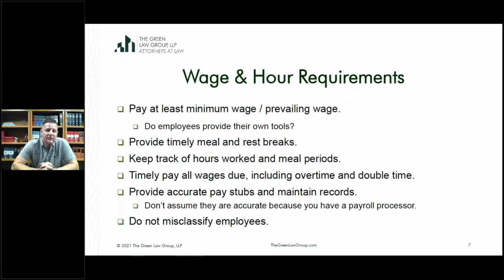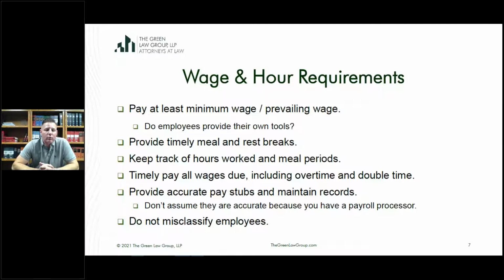Now, the second type of misclassification that happens a lot is exempt issues. Now, it's legal to pay an employee on a salary basis, but generally, if you pay an employee on a salary basis, you still have to pay them overtime. You still have to track the hours that they've worked, which most employers, when they pay on a salary basis, they do it because they want to avoid all of the hassle of that.